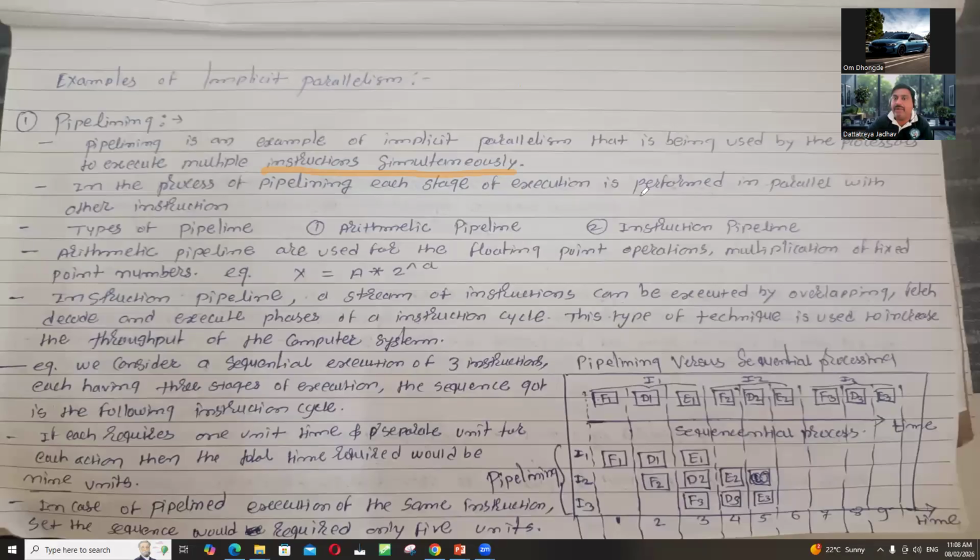That is very important: execution is performed in parallel with other instructions. It means there are multiple instructions, and whatever you are doing currently, we also do another instruction at the same time. So there are a number of types of parallelism. Suppose we take the types of pipeline: the arithmetic pipeline and the instruction pipeline. We take arithmetic operations with some of the instructions.